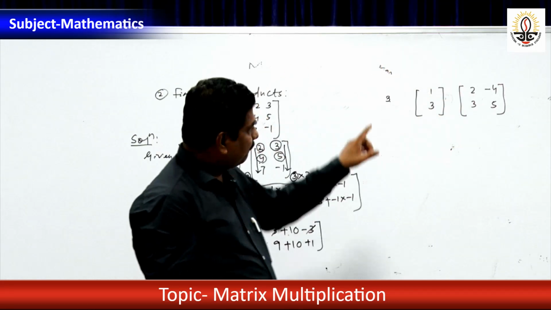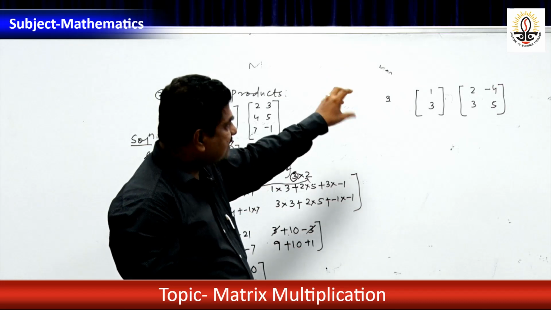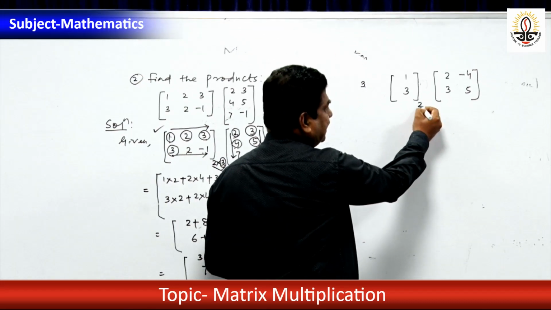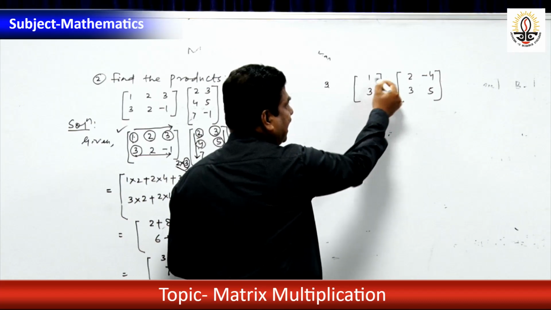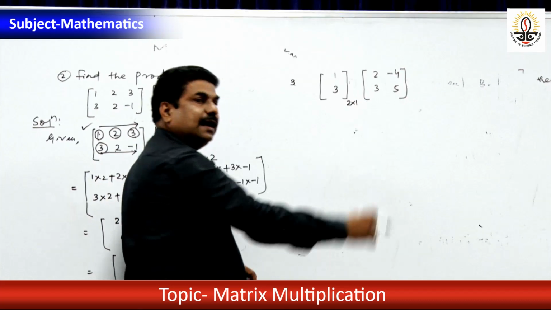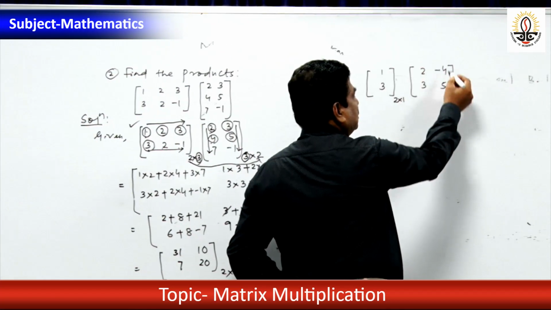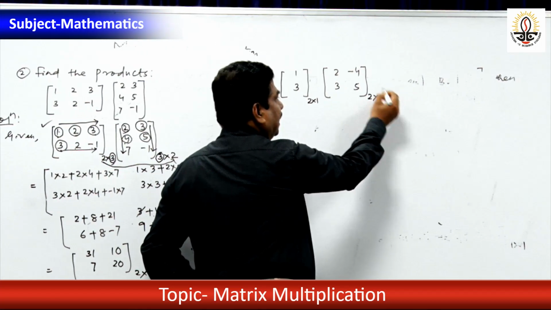First you check, in the first case, in the first matrix, this is a matrix of what order? It has two rows and one column. In the second case, you see, this has 2 rows and 2 columns.